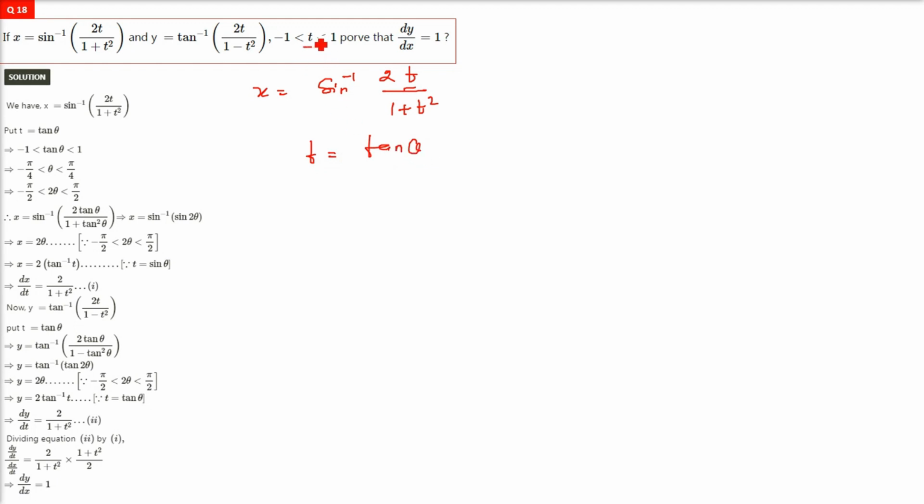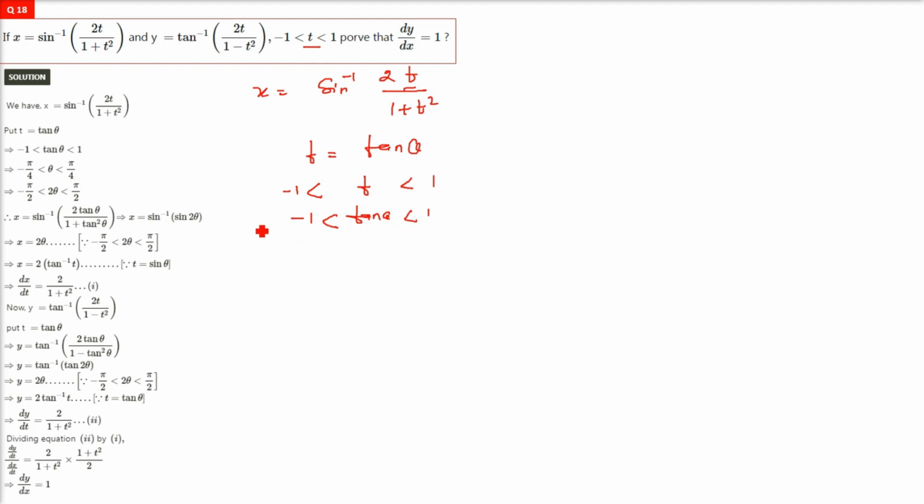But here we will put t as tan theta. So when you are taking t equals tan theta, you have to see it has to be between the boundary of the region the question has given. It is negative 1 to 1. So t is between negative 1 and 1. So let us take t as tan theta. So tan theta is between negative 1 and 1.